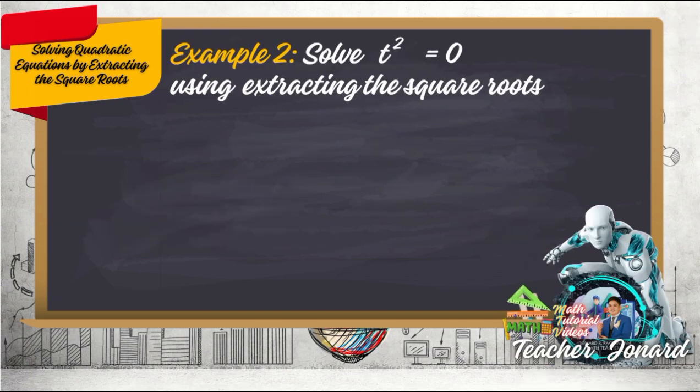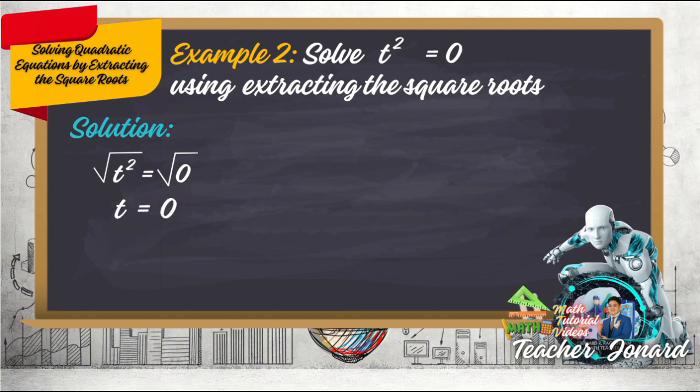Let's consider example 2. Solve t² = 0 using extracting the square roots. The equation is t² = 0. Since the quadratic term is already isolated, we can extract the square roots of both sides immediately. We have the square root of t² is equal to the square root of 0. The square root of t² is t, is equal to the square root of 0, which is 0.